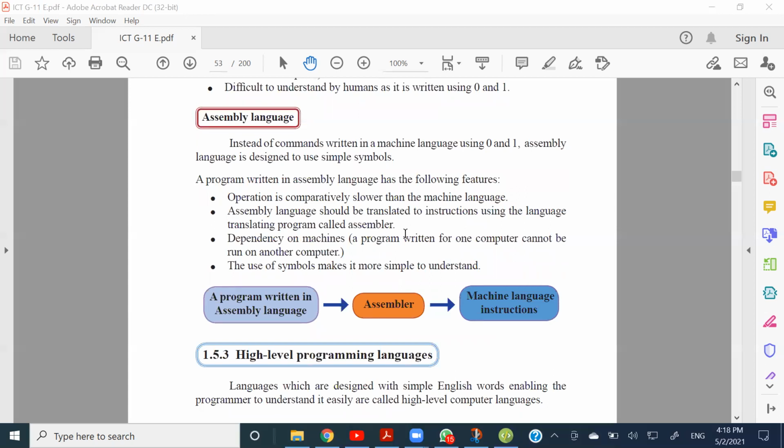So punch cards were no longer needed. They can feed the instructions using the assembly language. So assembly language will be converted into the machine language by using a translator called an assembler, right?